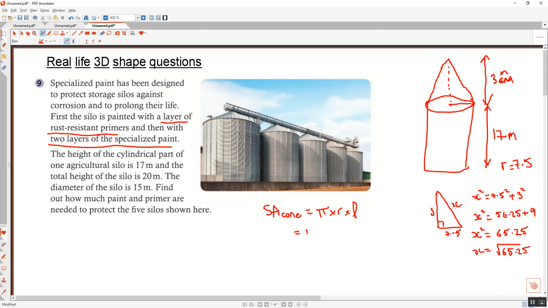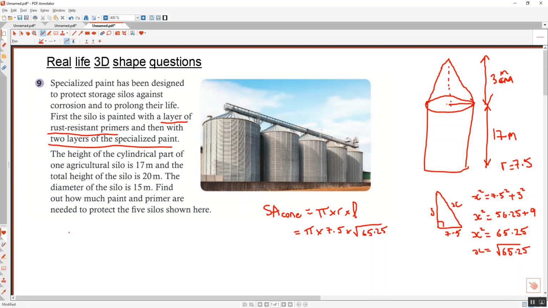So the surface area of the cone is pi times 7.5, good, keep me right, times the square root of 65.25. Do we need to worry about this part of the cone? No, because it is not on show. It's not getting painted. It is covered.